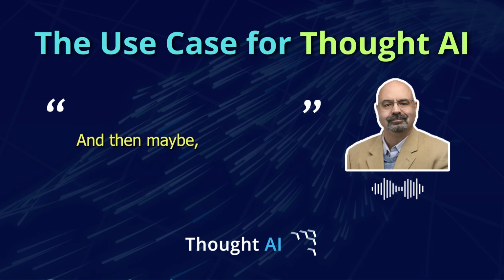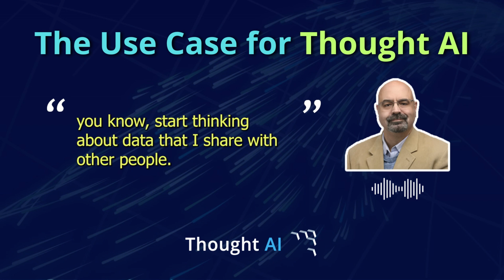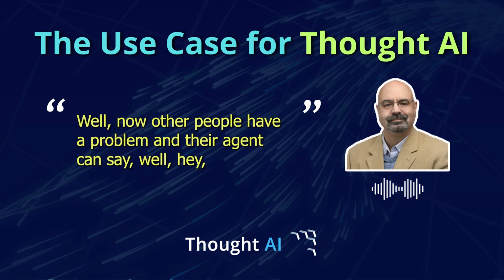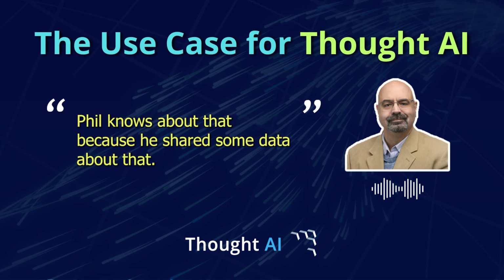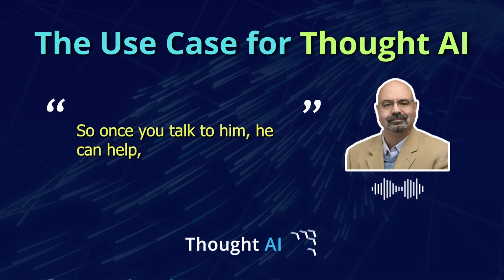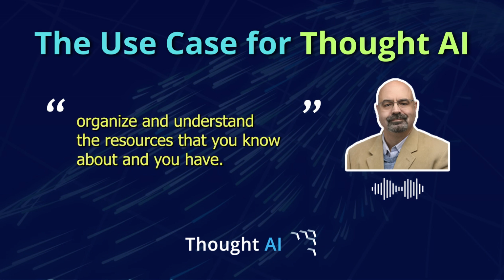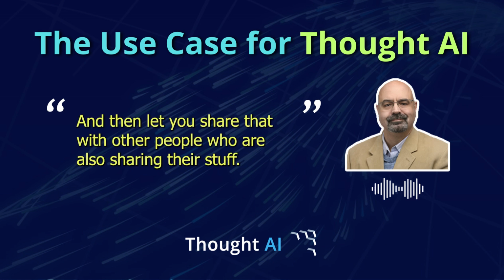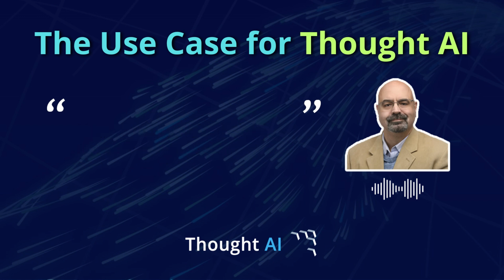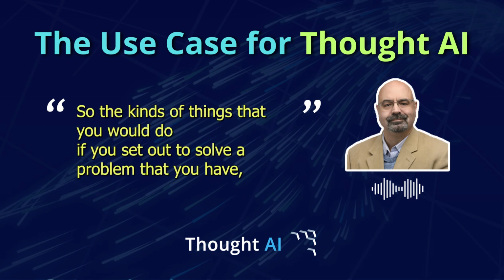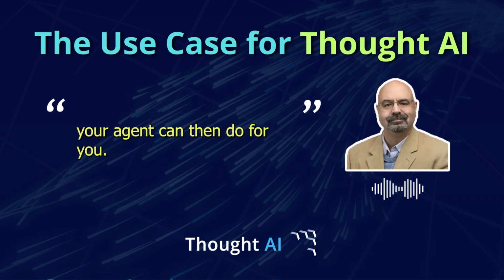And then maybe start thinking about data that I share with other people. Now other people have a problem, and their agent can say, hey, Phil knows about that because he's shared some data about that, so why don't you talk to him, because he can help. So agents are first able to help you organize and understand the resources that you have, and then let you share that with other people who are also sharing their stuff. Now you're building this big network of resources. So the kinds of things that you would do if you set out to solve a problem, your agent can then do for you.